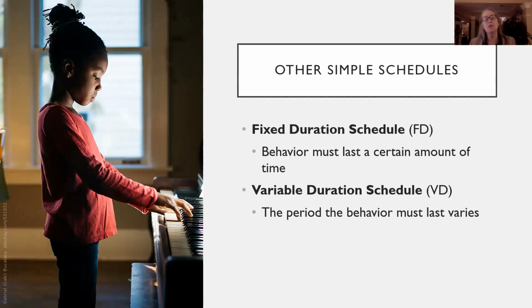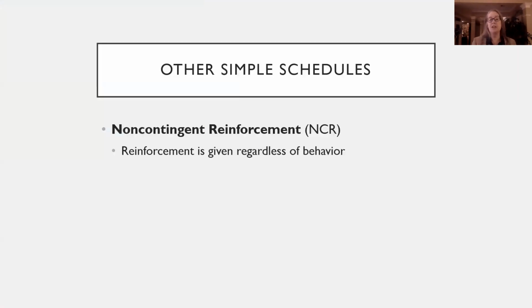And then variable duration is going to be exactly what you think it is. The behavior has to happen for a certain amount of time before it's reinforced, but that time changes, and on average, it's a certain amount of time. So it might be a variable duration schedule where, on average, it has to be 30 minutes. Sometimes he gets the reinforcement after 10 minutes. The next time I might give him the reinforcement after 45 minutes. But he knows the reinforcement is going to come on average every 30 minutes. So that's the fixed and variable duration schedules.